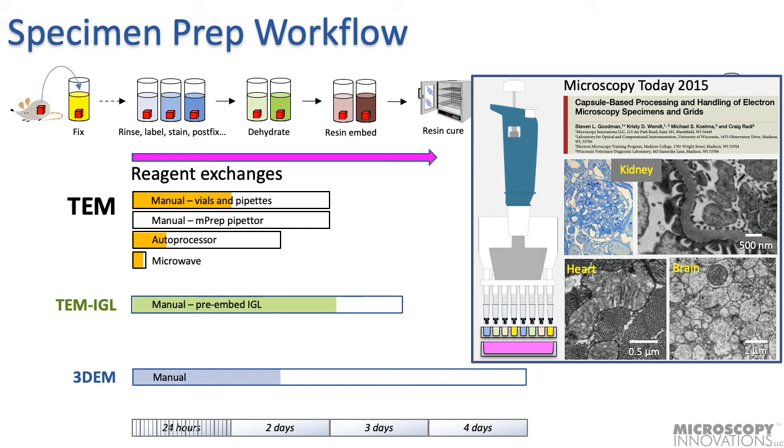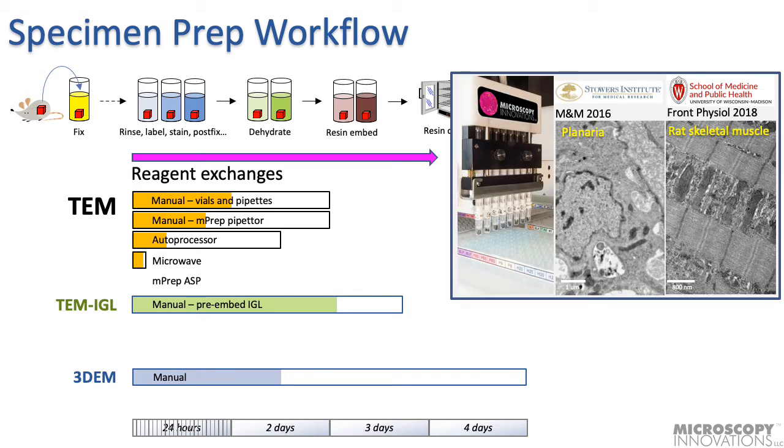Manual MPrep preparation eases the workflow and reduces effort by enabling one thumb touch, just simply pressing the thumb at the top of the bar, to exchange the reagents on 8 or 12 capsules. But this does not appreciably reduce the total prep time.